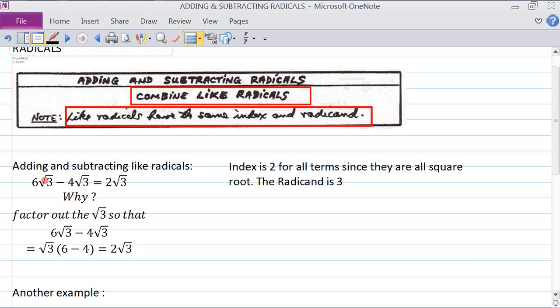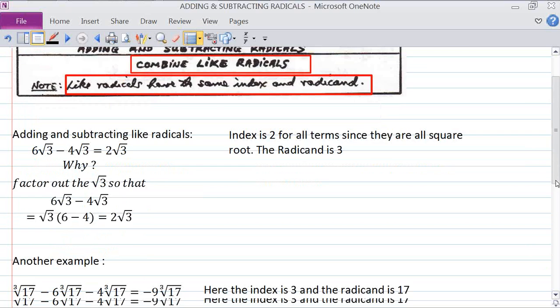Now, you could say let x equal root 3. So this is 6x and this is 4x, which gives you 2x. Well, if the x is root 3, you just replace it. That's another way of looking at it.